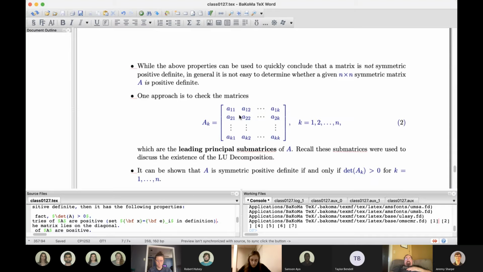But what you can do is check something I brought up last time, the leading principal submatrices of A, like A11 or this upper left 2 by 2 block. Like this is the upper left k by k block. If they all have positive determinants, every single one of them, then if and only if that is true, A is symmetric positive definite. Now that's costly to check because computing all these determinants is computationally expensive. So there is no super efficient way to check, unfortunately.